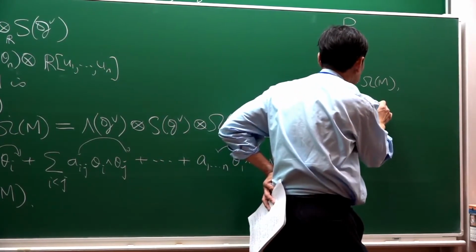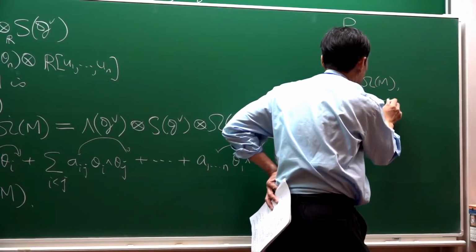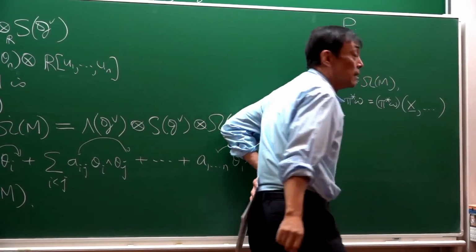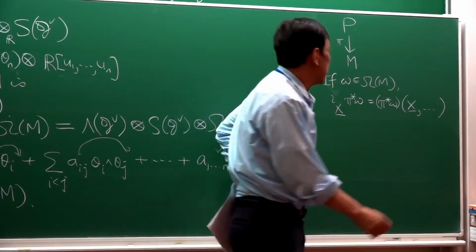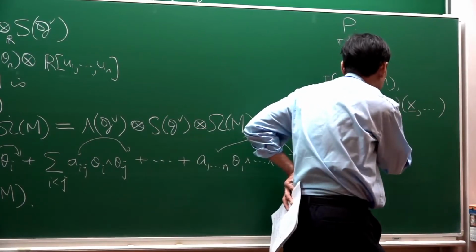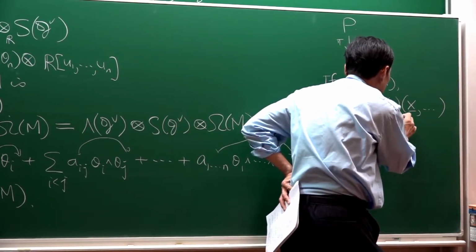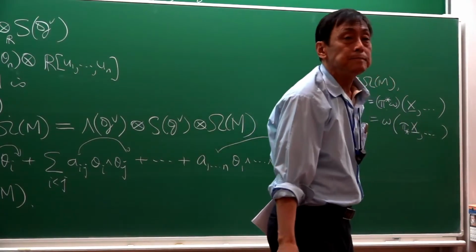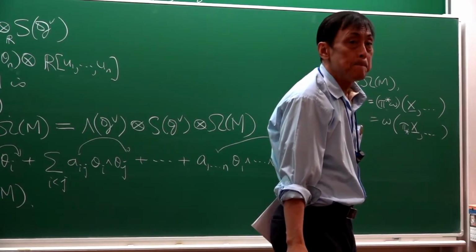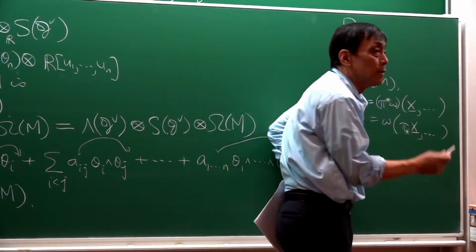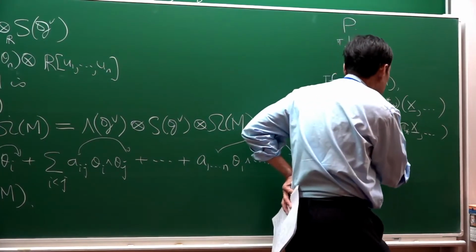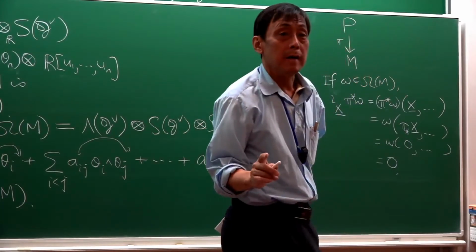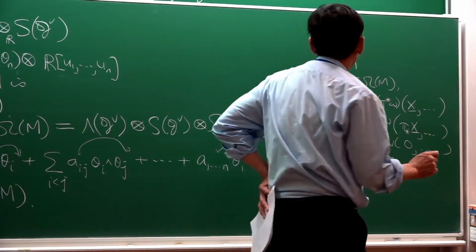Then this by definition is pi star of omega applied to x bar, and then you have other things. Right? But pi star, the pullback, is defined to be omega of pi lower star of x bar. And this x bar is a vertical vector, so this is omega of 0. Okay, so it should be 0.